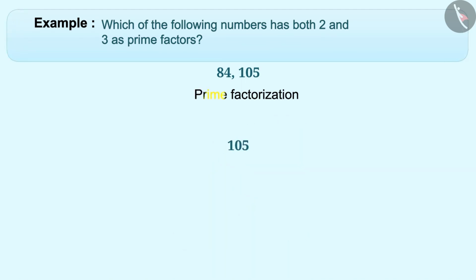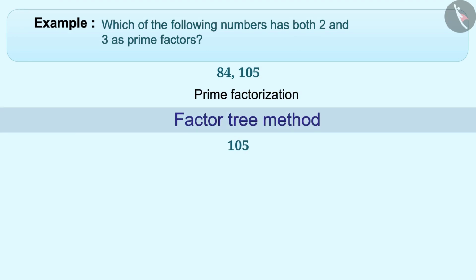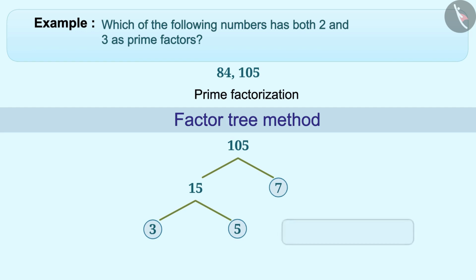Now let's find the prime factorization of 105. In order to do this, let's use factor tree method. So, for 105, we will find a factor pair whose product is 105. 15 and 7 is one such pair. Similarly, factor pair of 15 is 3 and 5. Since there are prime numbers at the end of all branches, we can say that the factor tree of 105 is complete. Therefore, we can express 105 as 3 multiplied by 5 multiplied by 7.